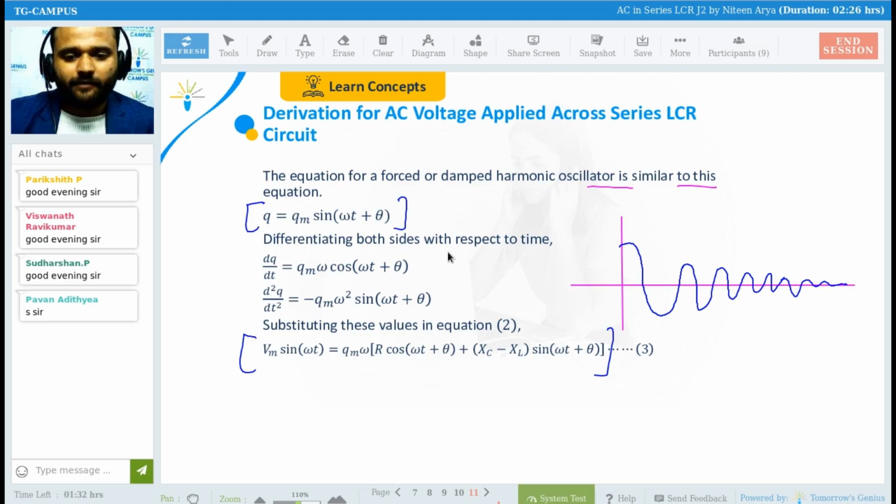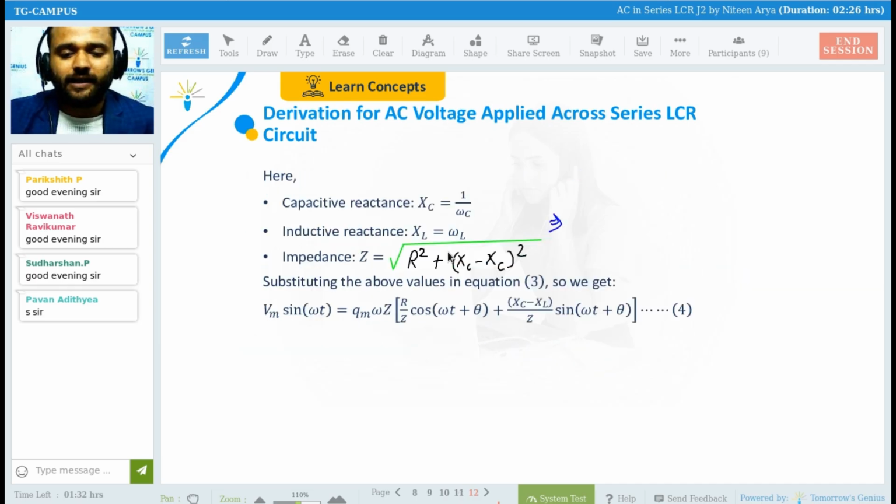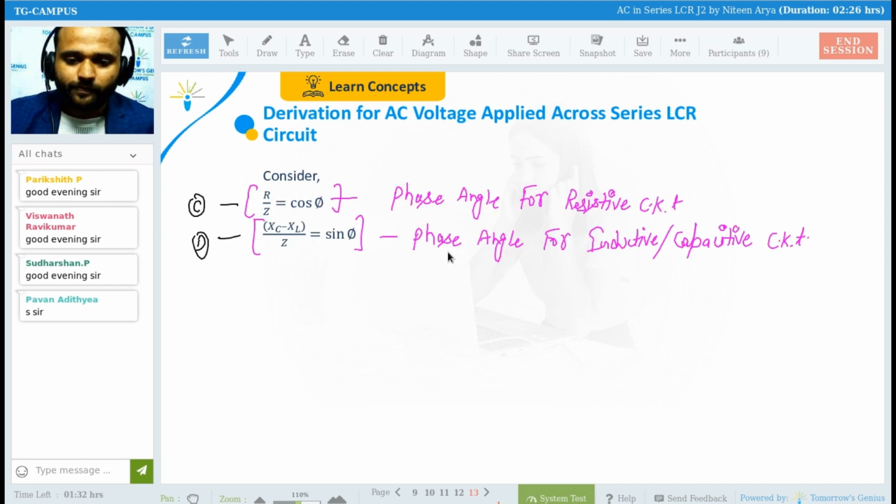Obviously one step is skipped here, because Xc and XL come in the terms 1/ωC and ωL. So directly, instead of writing 1/ωC and ωL, we put them in the form Xc and XL, and the net impedance Z equals this one. Substituting the above values in equation 3, the equation turns out in this way.